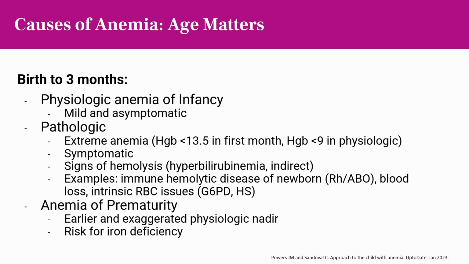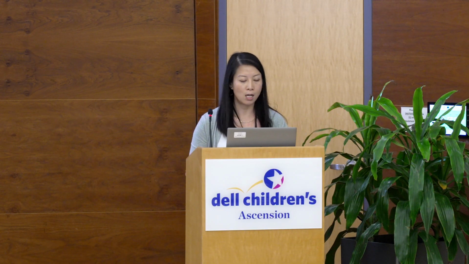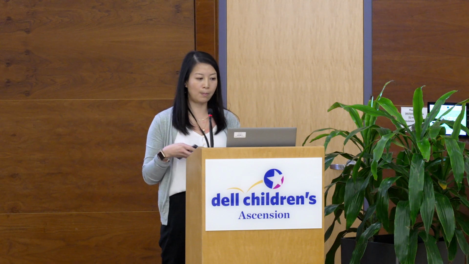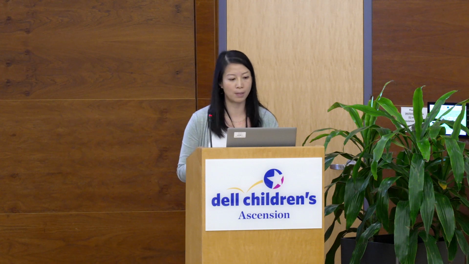Premature babies are their own risk group for anemia, we know, due to their decrease in red blood cell lifespan. They also have a more blunted erythropoietin production due to an immature liver. And so we fully expect an earlier and exaggerated physiologic nadir in this age group, usually proportional to the degree of prematurity of the baby. In this group of babies, they're also at higher risk for iron deficiency, as we know that the bulk of maternal to fetal iron transfer occurs in that third trimester.